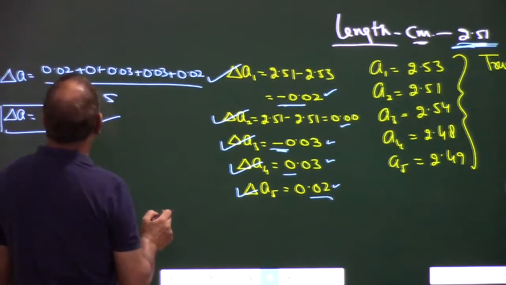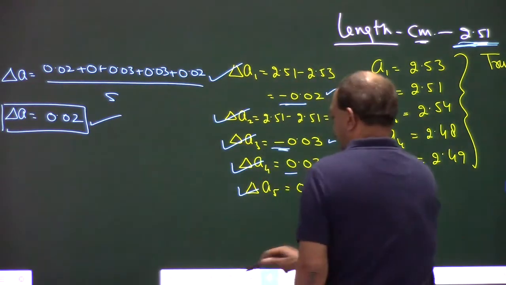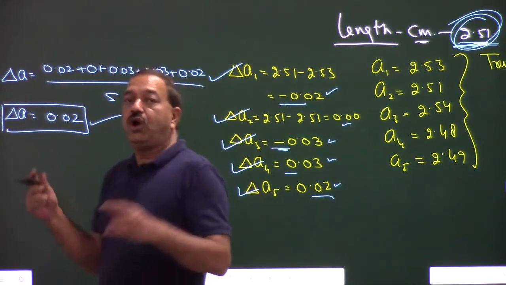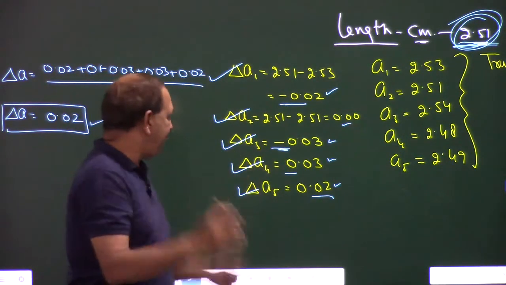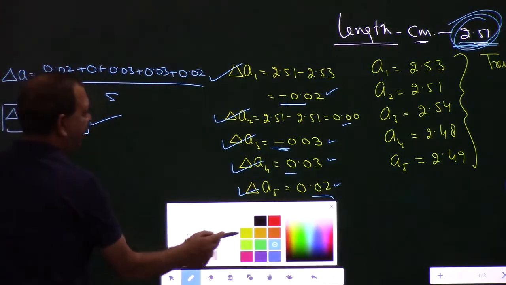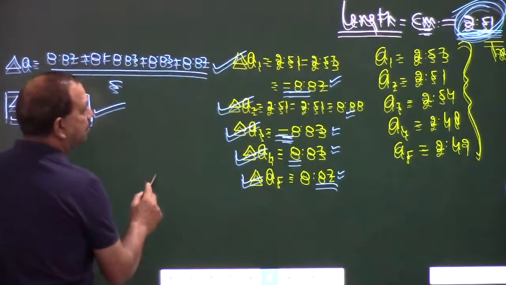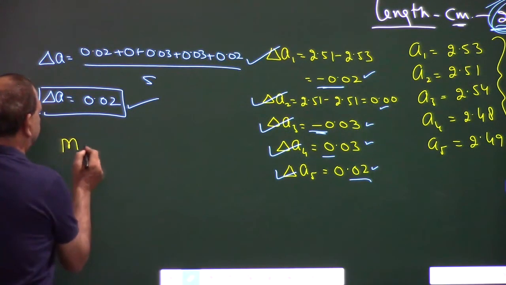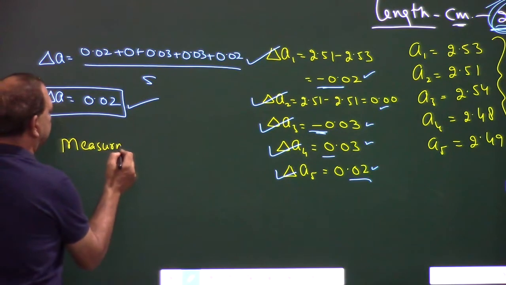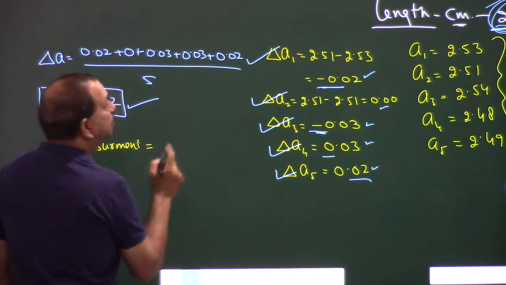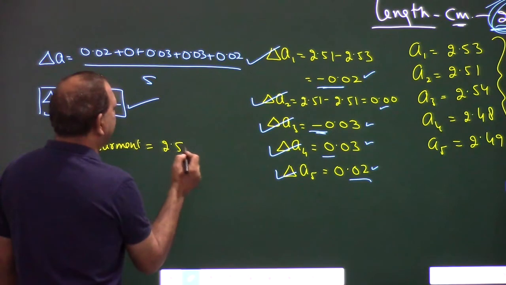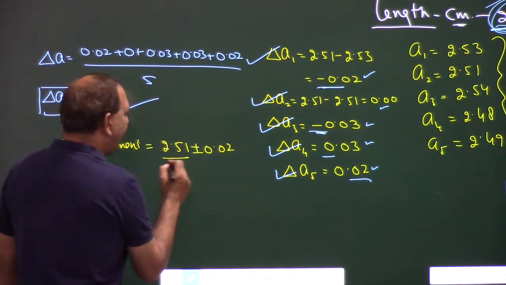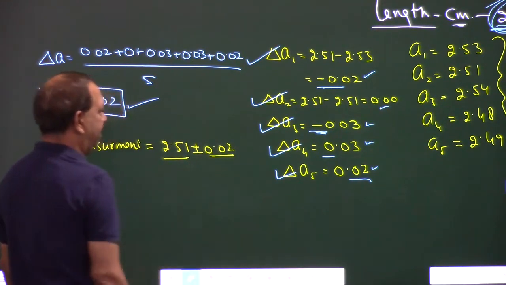This is the value and this is the error. So how will we represent this? अब हम measurement को कैसे लिखेंगे? We will write the measurement as: measurement is equal to 2.51 plus minus 0.02. आपको ट्रू वैल्यू लिखना है और उसके साथ एरर लिखना है.